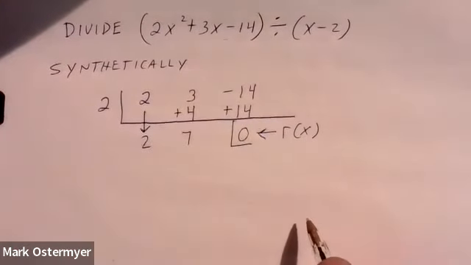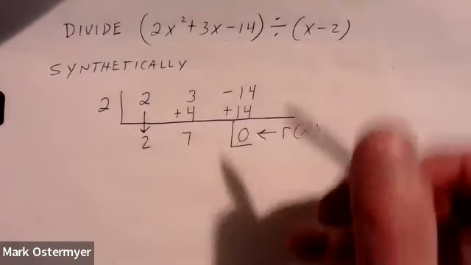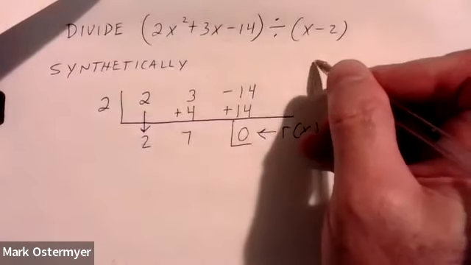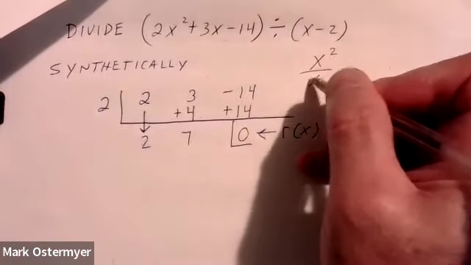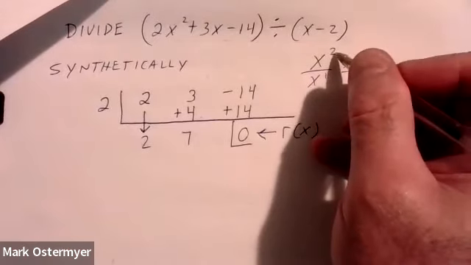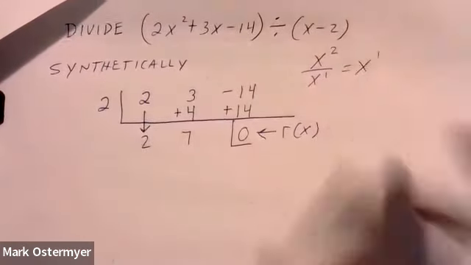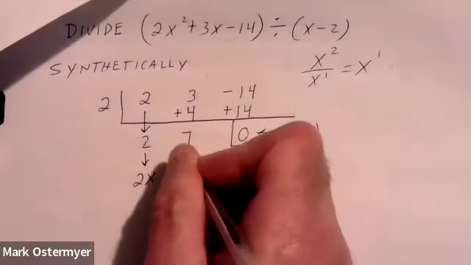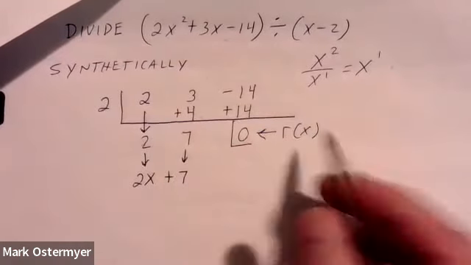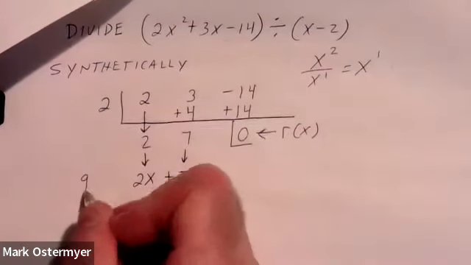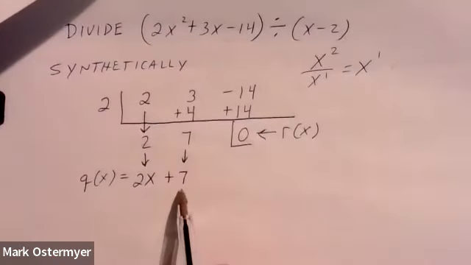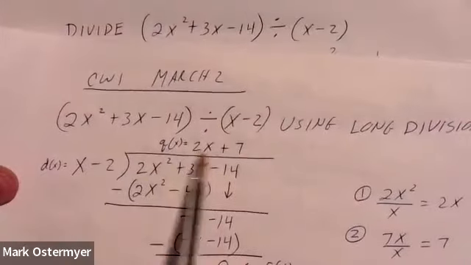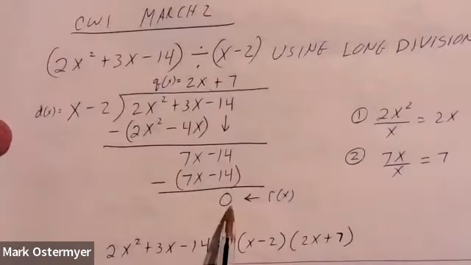That's your remainder. So what's our quotient? We took a second-degree polynomial and divided out a first-degree binomial. Therefore, when you take a second degree and divide it by a first degree, you're left with x to the 2 minus 1 power, or a first-degree quotient. So our quotient is going to be right here, 2x plus 7, and the remainder is 0. That's the same quotient, ladies and gentlemen, that we got when we performed long polynomial division. 2x plus 7. Remainder of 0.